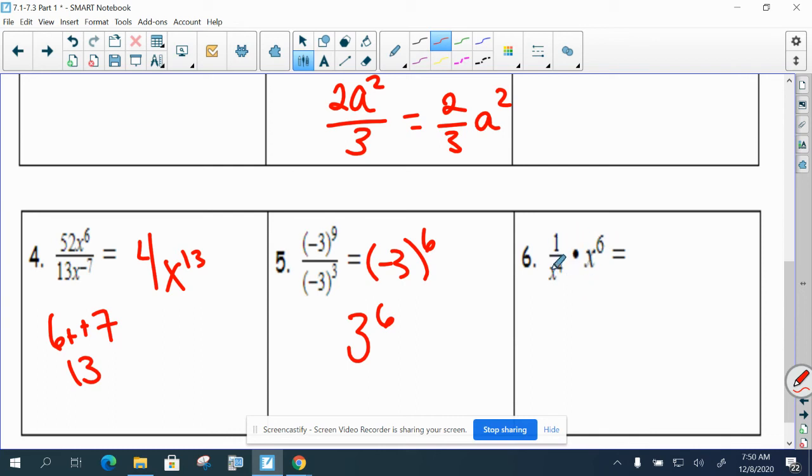What I encourage you to do is, whenever you see something like this, rewrite it as 1 over x to the 4th times x to the 6th over 1. And then combine, so multiply the fractions. So it'd just be x to the 6th over x to the 4th. And then you can subtract the exponents. 6 minus 4 is 2. So x squared would be your final answer.